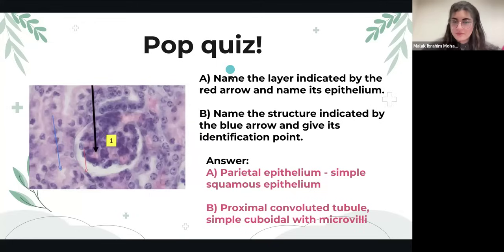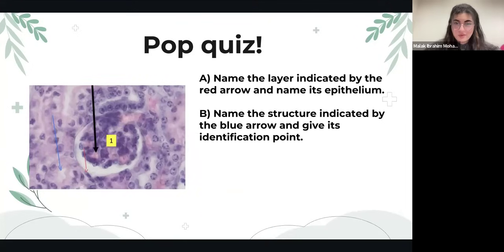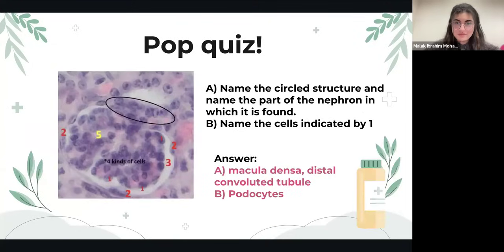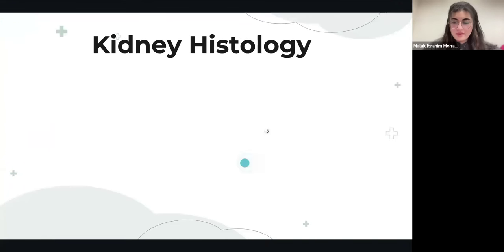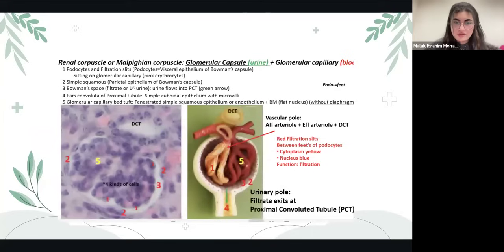Yes, because of the RBCs in the lumen. Okay, hold on. Okay, I want to go back to this because I realized that I did not put it in the slides for you guys. I'm going to put this in the slide on the drive, just to make sure, but I will cover this.